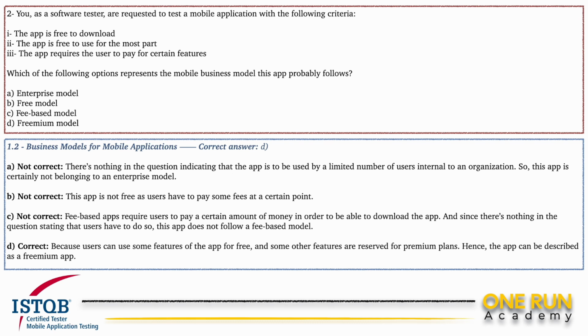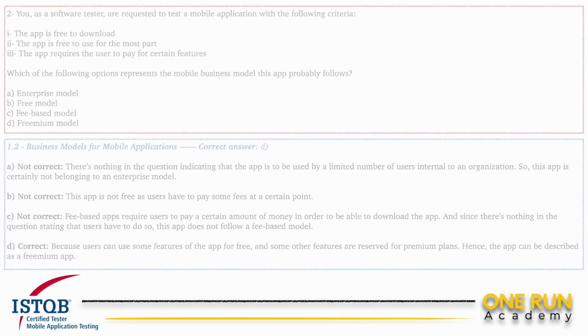However, let's take a look at the remaining options. Options A and B. Option A, enterprise model. This is probably not correct, as there's nothing in the question stating that the app is exclusively used internally by an organization's employees. And option B is also not true, as this is obviously not a free model because users may have to pay some fees at some point. This confirms that the answer to this question is definitely option D.